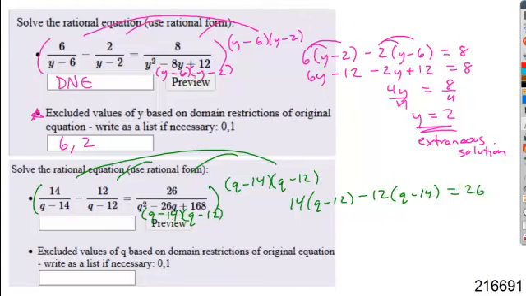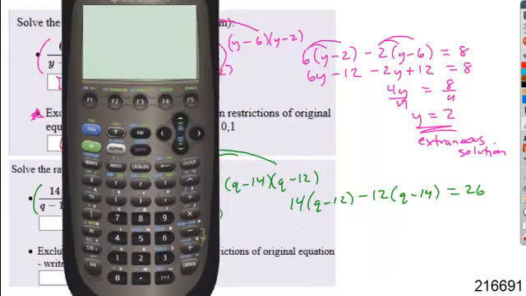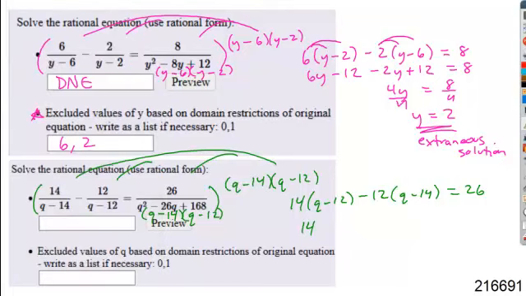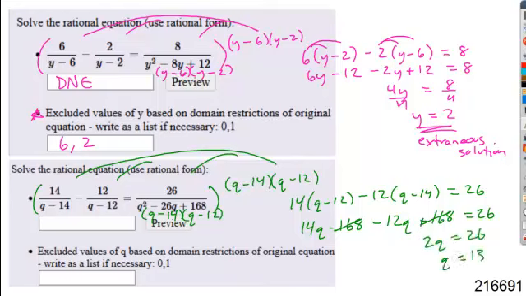And so here, when you're working to solve this, again, if we calculate what we have, you get 14 times the negative 12, which is negative 168. So we get 14q minus 168 minus 12q plus 168 is equal to 26. So those are going to cancel. And we wind up with 2q is equal to 26. Divide both sides by 2, we get 13.